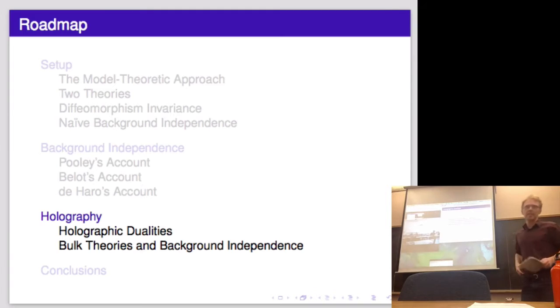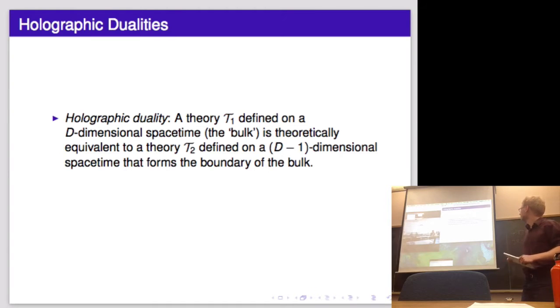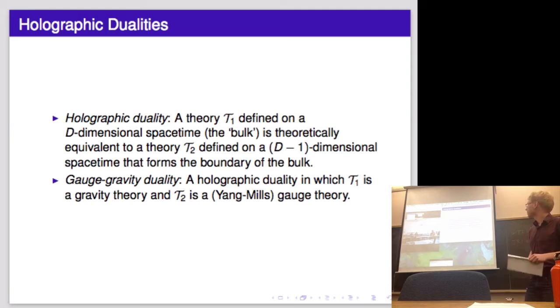Okay. So now that we've got those definitions of background independence, we can turn our attention to holography. So let's just remind ourselves of a holographic duality. This is a duality, i.e. some kind of theoretical equivalence between a theory defined on a d-dimensional spacetime, the bulk, and a theory defined on a d-1 dimensional spacetime, which forms the boundary of that bulk. In the specific case where the theory defined in the d-dimensional spacetime is a gravity theory, and the theory defined in the d-1 dimensional boundary spacetime is a gauge theory, we have a so-called gauge-gravity duality.